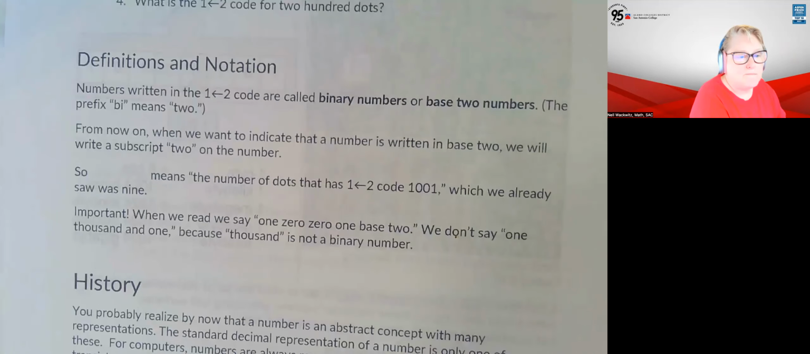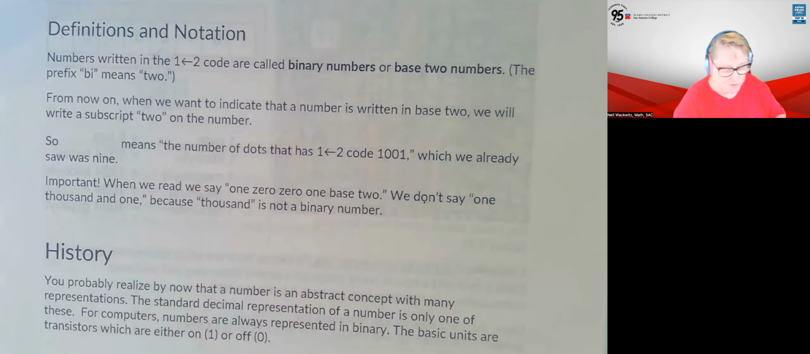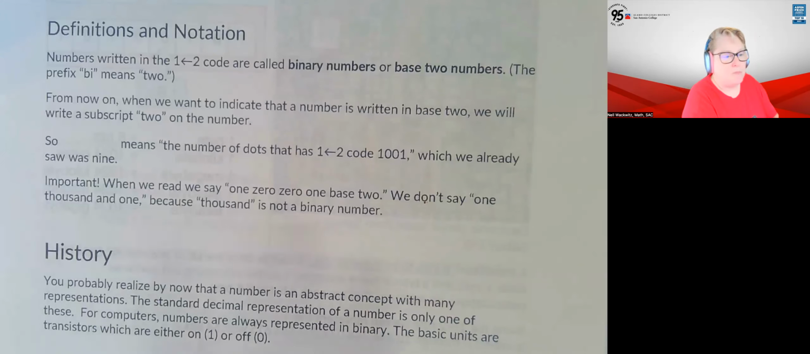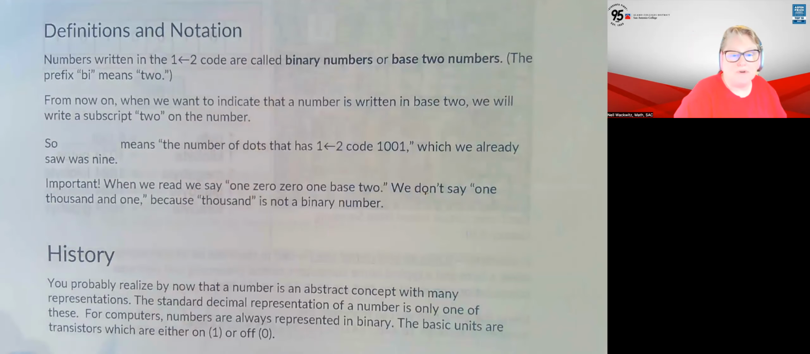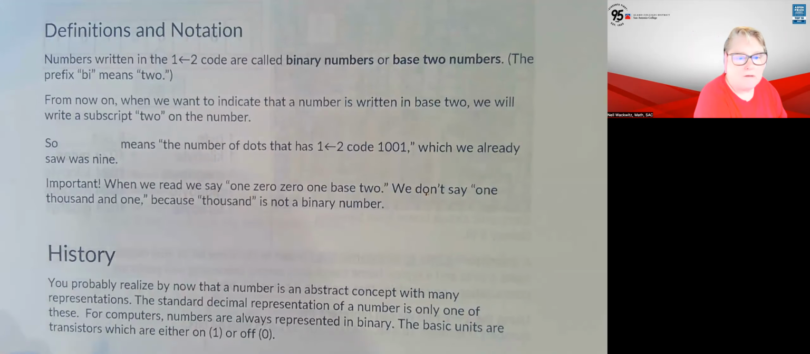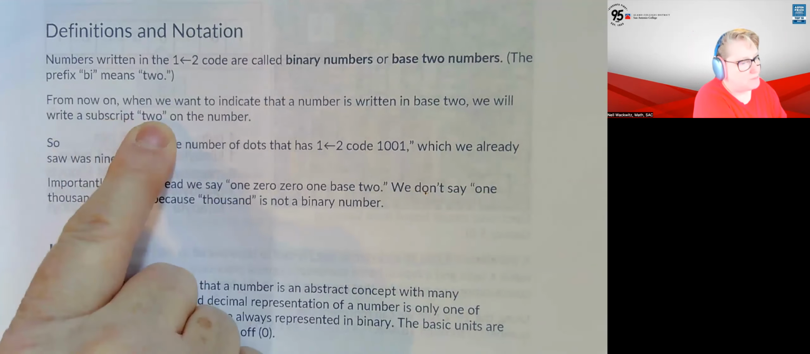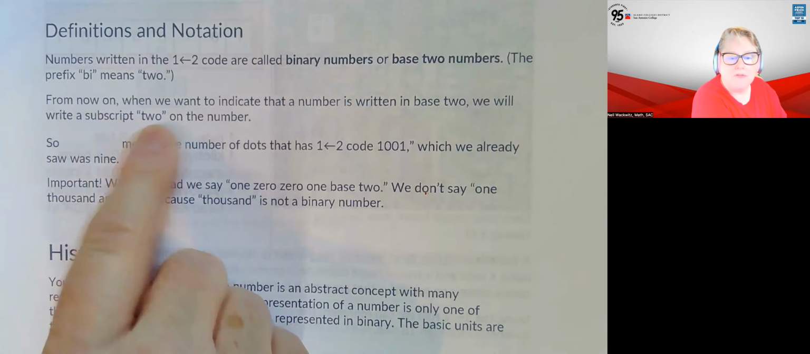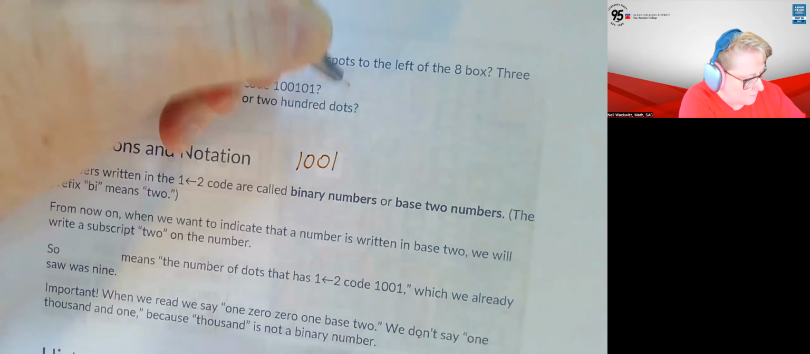Then there are a few more questions for that problem. The 1 to 2 code is binary. So base 2 numbers. Bi means 2 and nary is number. So yes, we're going to use the subscript. Oh, subscript, so my bad. We're going to use the subscript 2 on the number so that if I want to say 1001 base 10, I've got to write a little 10 on there.